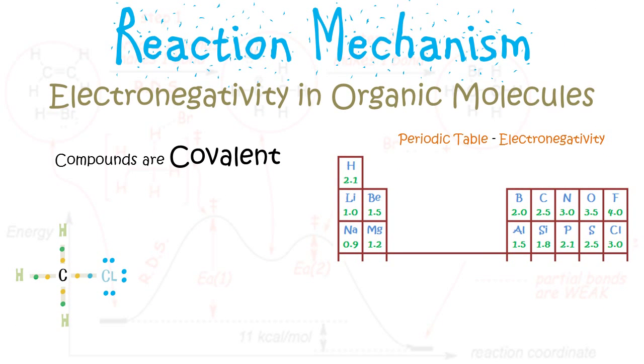This is one very important concept in reaction mechanisms. Organic compounds are covalent, but there is electronegativity difference between the atoms in the compound. So for example, in this chloromethane, there is an electronegativity difference between carbon and chlorine. And the chlorine therefore attracts the electrons towards itself, giving it a partial negative charge and a partial positive charge on carbon. And this makes the chlorine more susceptible to attack by positive reagents.